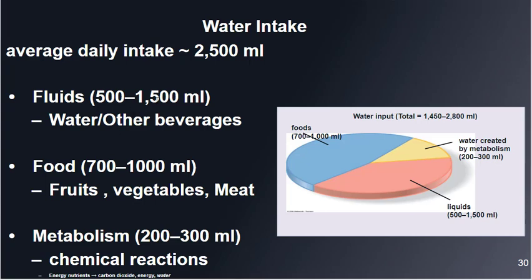Most of that, up to 1.5 litres, is coming in through drinking water and other beverages, whether it's tea, coffee, soft drinks, whatever it might be. A large amount is also coming in via the food that we're consuming, up to 1 litre from food, particularly fruits and vegetables. Some of those are 95% water. And lastly, through metabolism. There are various chemical reactions that release water, and we can get up to 300 mils of water via these reactions.